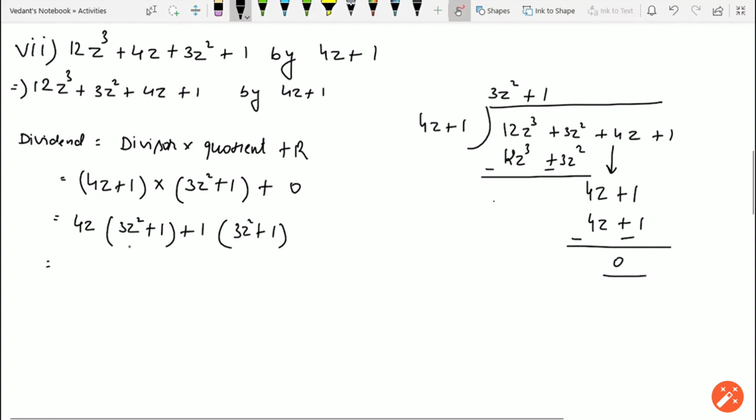Is equal to 4z into 3z square. It will be 4 3 are 12 z square into z cube, plus 4z plus 1 multiplied with 3z square plus 1. It will be the same, equal to 12z cube plus 3z square plus 4z plus 1. We got the dividend. So it is checked. Our division is right.